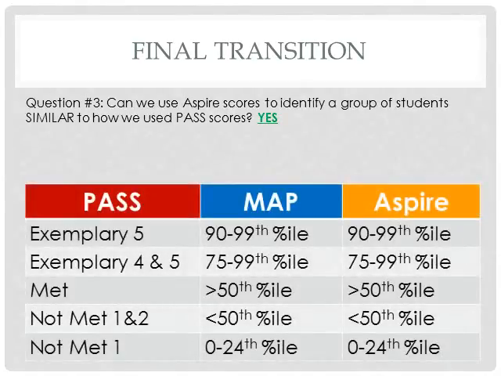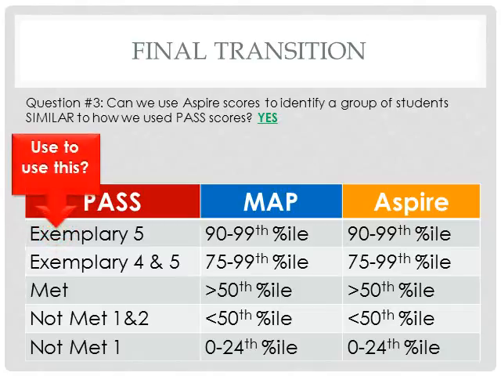Using this table, you can use the first column to look for what you used to use, the second column to see where those same students would have fallen for MAP, and the third column to see what you should currently use to identify the same group of students. If you used to use the first column, exemplary 5, then now you would use the last percentile range to qualify that same group of students, for instance, a magnet program, 90 to 99th percentile.